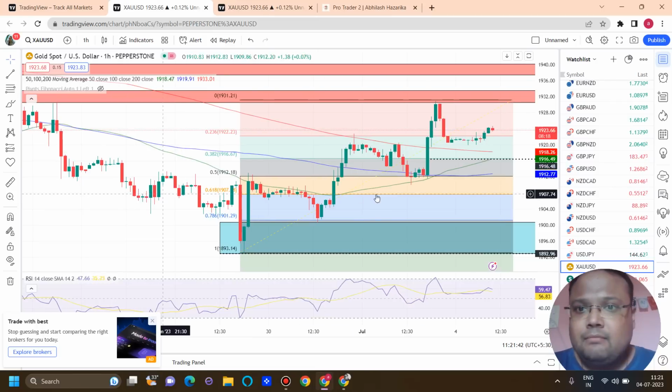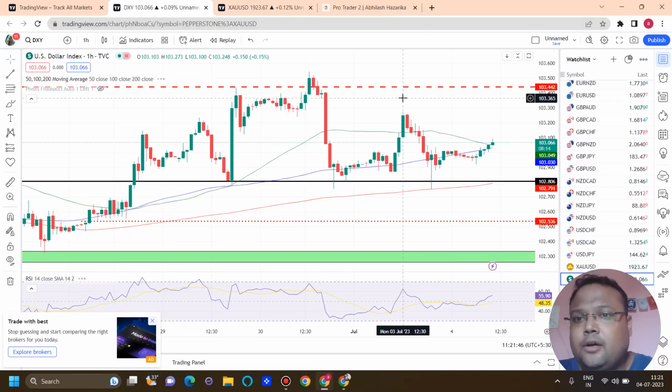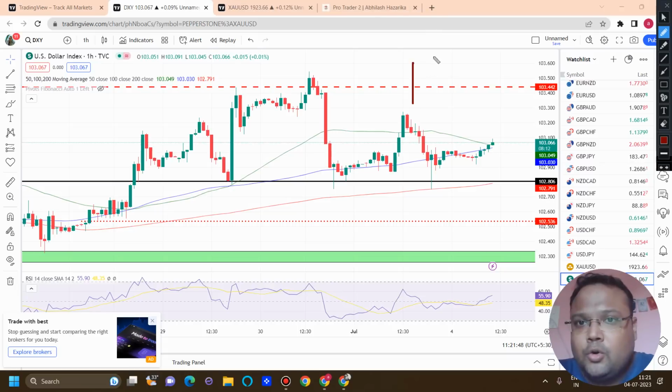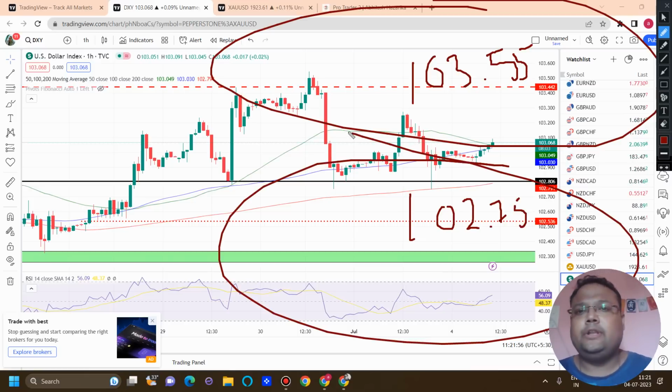Okay, and if you look at the chart of DXY dollar, then the dollar is also in the middle. 103.55 is the resistance for the market, and 102.75 is the support for the market. I don't think DXY will be breaking any of these levels.